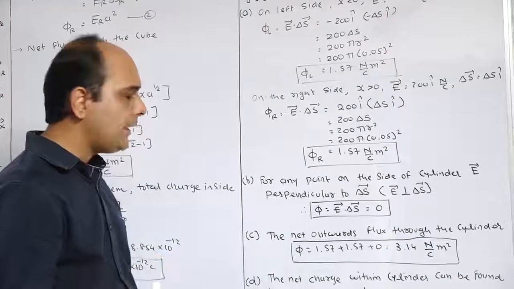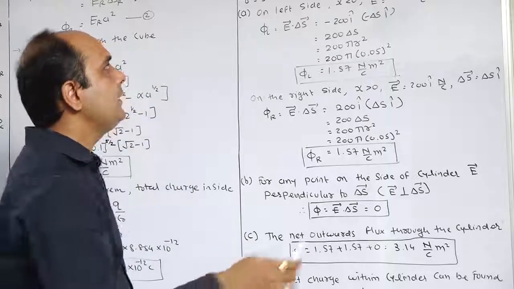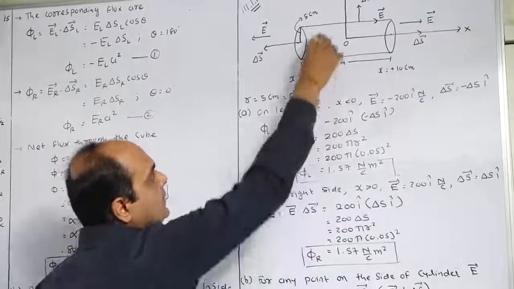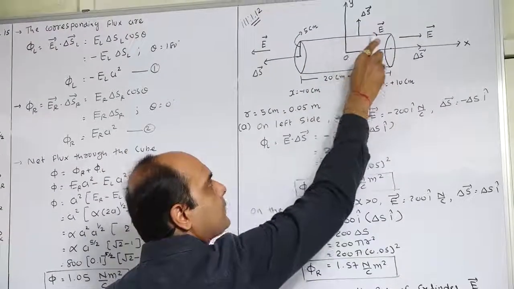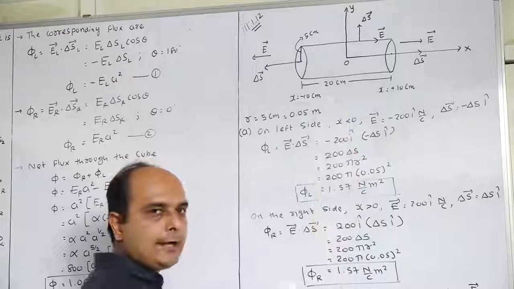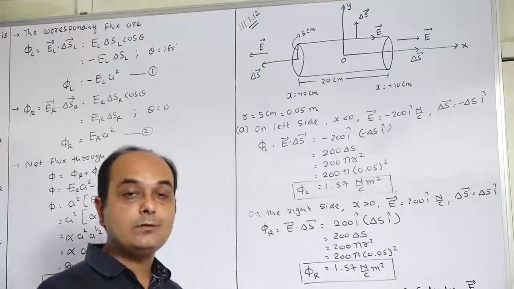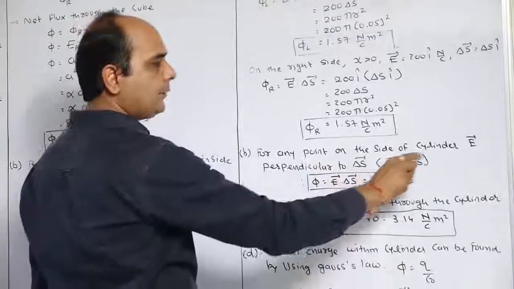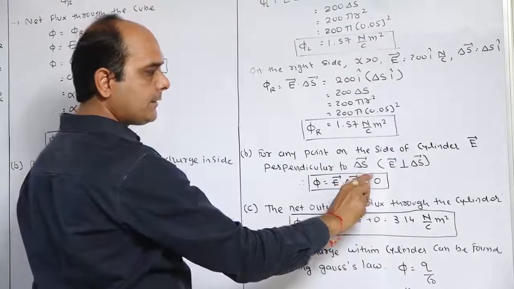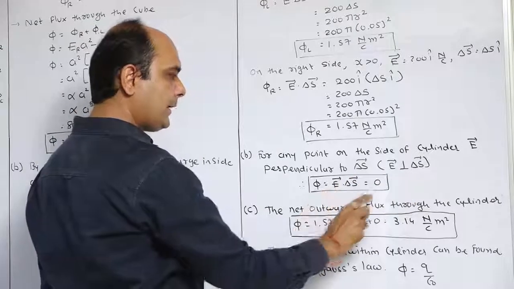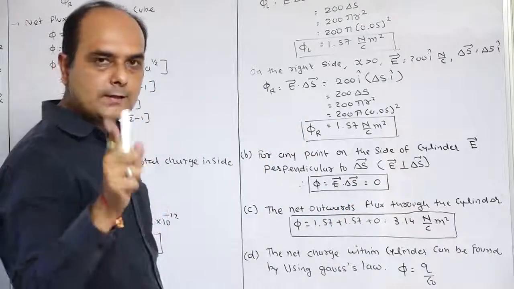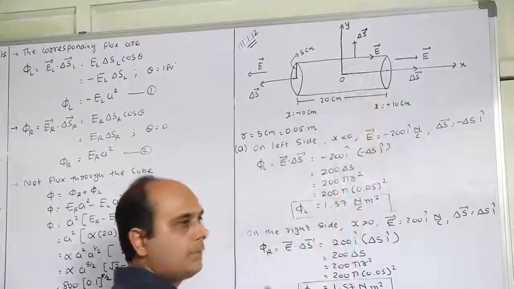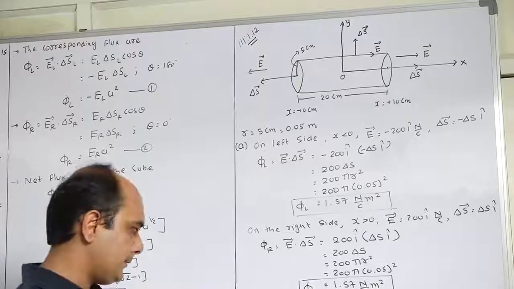Now student, please calculate the flux on the side of the cylinder. See, this part is the side of the cylinder. On the side of the cylinder, E and delta s are perpendicular to each other. The angle between them is 90, so on the side of the cylinder, flux is 0. For any point on the side of the cylinder, E is perpendicular to delta s, so flux phi is 0. Flux is linked only on the circular faces of the cylinder.